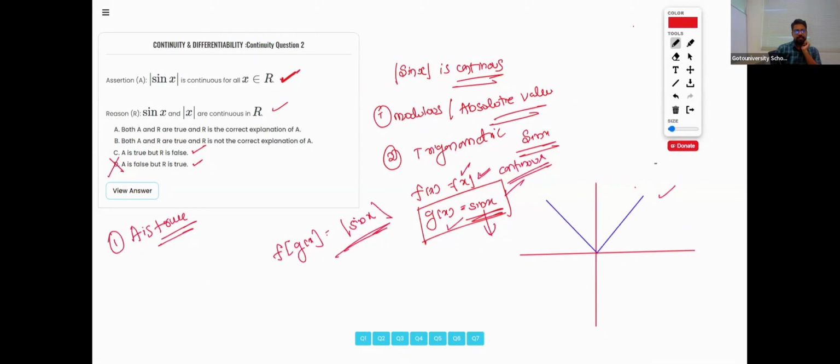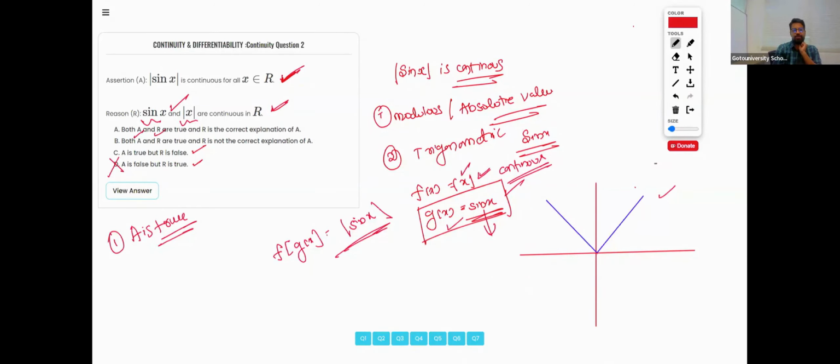So what is the second one saying? The reason says sin x is continuous and mod x is also continuous in R. Yes, that is a reason. The assertion is true mainly because this part is true. That means both the assertion and the reason are true, and R is a right explanation of A.